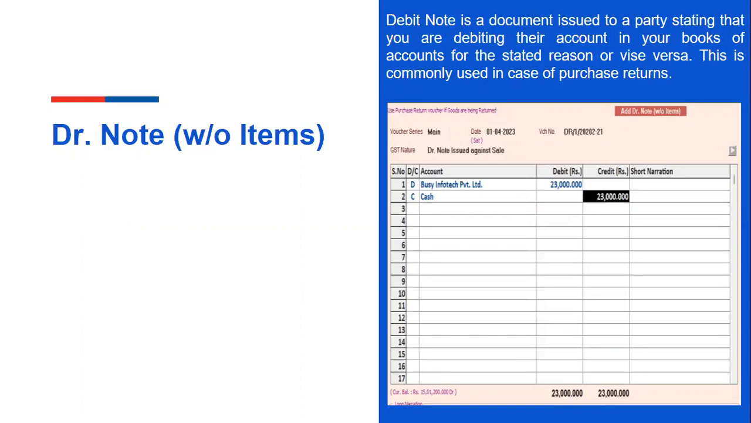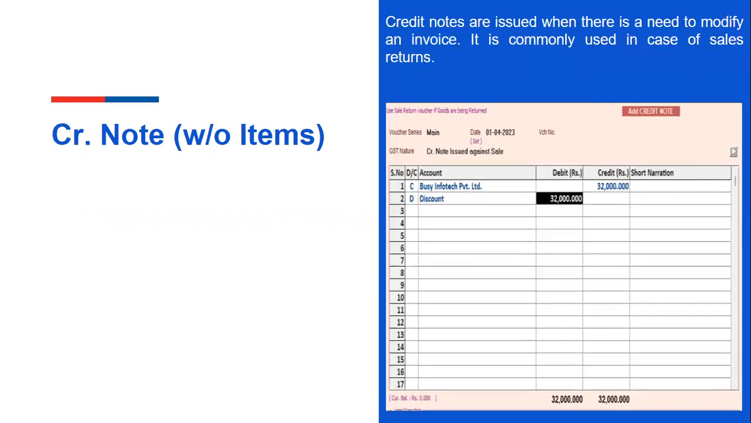So debit note is a document issued to a party stating that you are debiting their account in your books of account for the stated reason, or vice versa. This is commonly used in case of purchase return. So if you want to record the purchase return transaction without item, then you can record it in this voucher, debit note without item. And this is credit note.